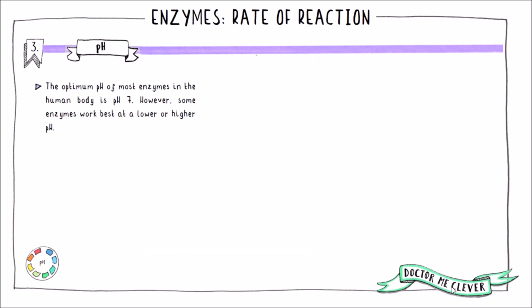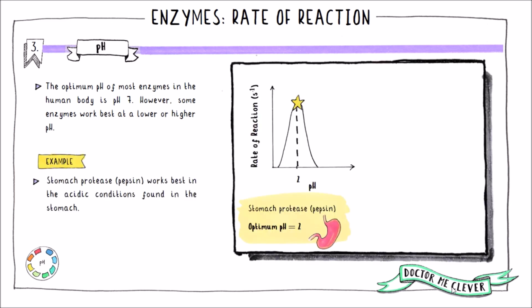Whilst the optimum pH of most enzymes in the human body is pH 7, some enzymes work best at a lower or a higher pH. For example, the protease pepsin works best in the hydrochloric acid found in your stomach. This has a pH of about 2. So you can see that the graph has shifted over to the left because the peak or the maximum rate of reaction is now directly above a lower pH on the x-axis.